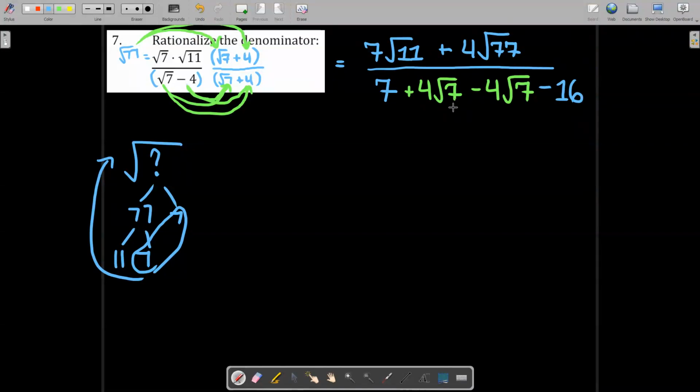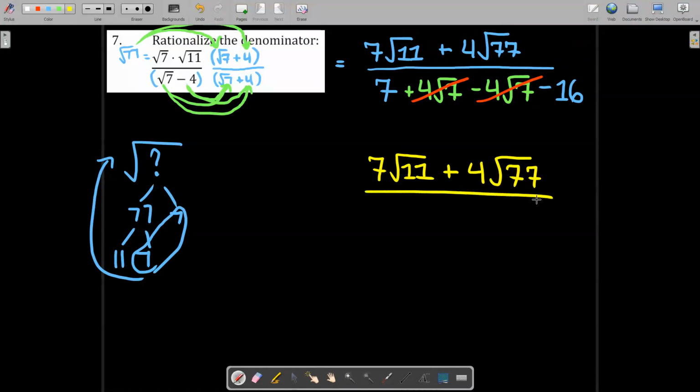Okay? And I decided that I was going to go ahead and make these green because, as you can see, positive 4 square root 7 and negative 4 square root 7 are going to cancel each other out. So then I'm just going to subtract the bottom, 7 minus 16, and I have my answer. On the top, I've got 7 square root 11 plus 4 square root 77. They can only combine if the radicals are the same. They're not, so they can't. 7 minus 16 is negative 9. So this is the answer.